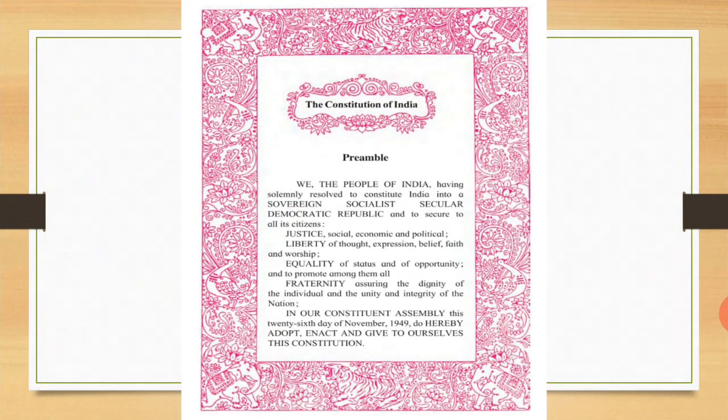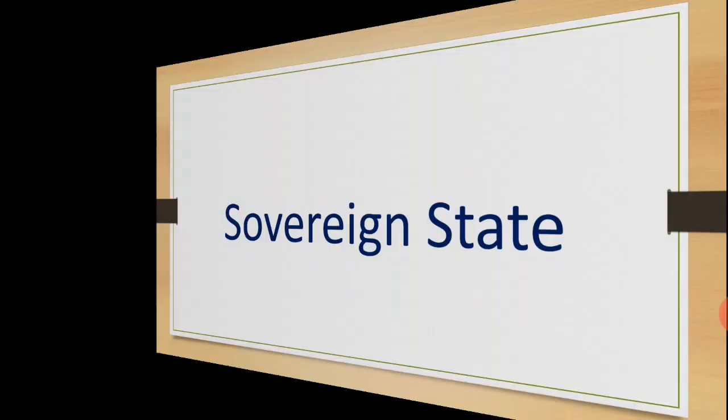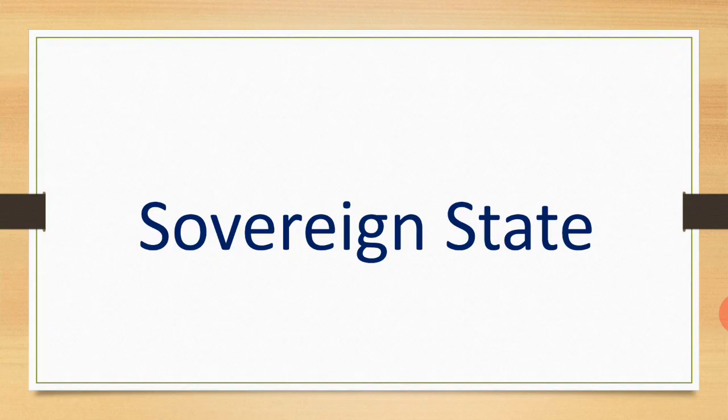The preamble begins with the words, "We, the people of India." It talks about the resolve of the Indians to constitute India into a sovereign, socialist, secular, democratic republic. We shall now understand the meanings of each of these terms. First, sovereign state.